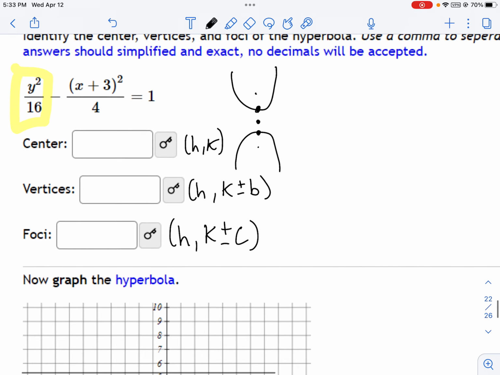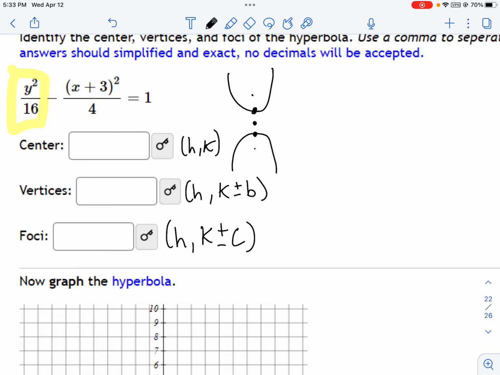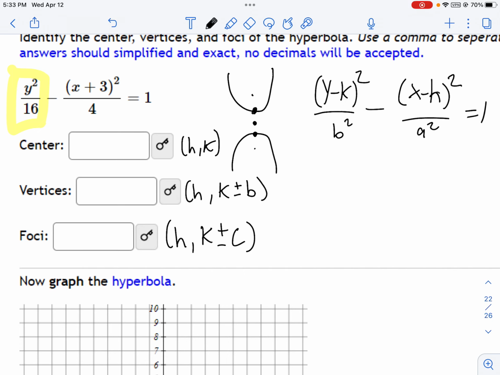First off, the equation that we need to know, the general equation for a vertical hyperbola, will be y minus k squared over b squared minus x minus h squared over a squared equals 1.